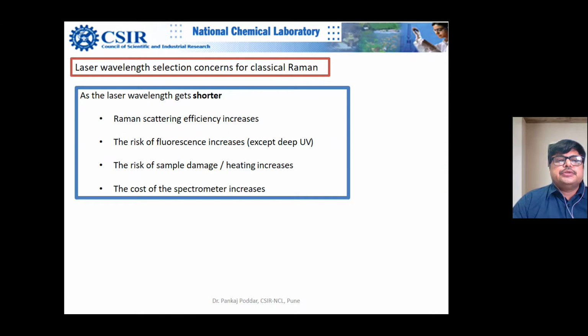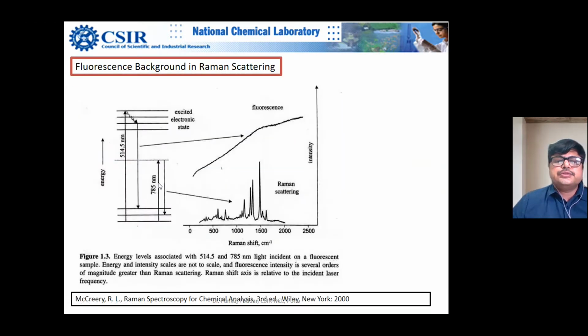Generally, you can use all kinds of things. You can use UV, deep UV, you can use visible, you can use IR. There are advantages and disadvantages. As the laser wavelength gets shorter, your Raman scattering efficiency increases. Please remember the 1 over lambda to the power 4 rule. It really gets better, but the risk of fluorescence increases, and sample damage may also increase. The cost of the spectrophotometer also increases. Fluorescence signal can sometimes mask feeble Raman scattering.